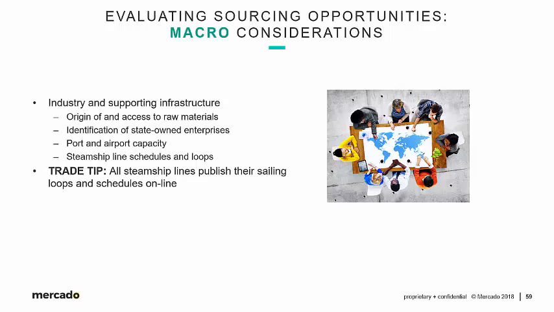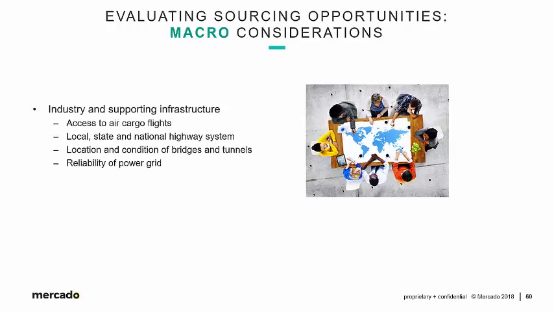And then, as it relates to ocean freight, the steamship line schedules and their loops, the actual ports that they call on. That's going to help us to determine at least the ocean transportation component of cumulative lead time. As a quick trade tip, all steamship lines publish their sailing loops and schedules online. Names of ships, dates, transit time. It's very helpful in building that aspect of cumulative lead time compilation.